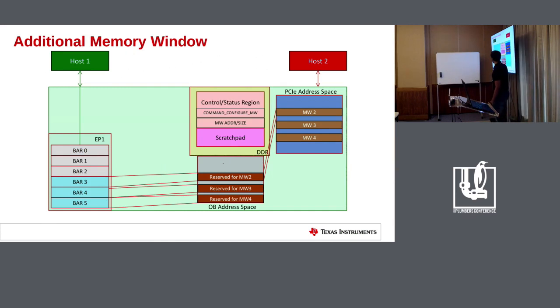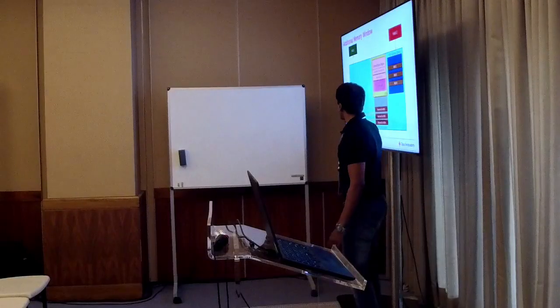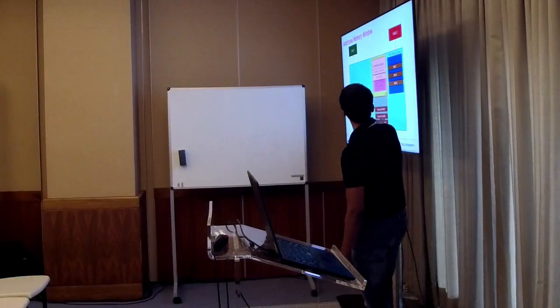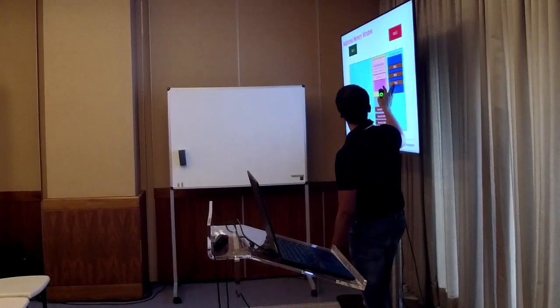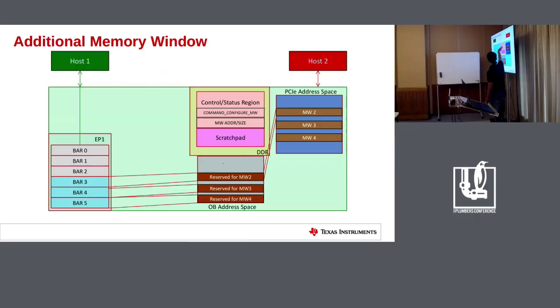The same thing applies for other memory windows. During initialization, it will reserve memory for the other memory windows and configure the inbound address translation unit. The host driver comes up, allocates memory for MW2, MW3, MW4, and writes a command to configure the memory window. At that time, the outbound address translation unit of this will be configured so that it's mapped here.